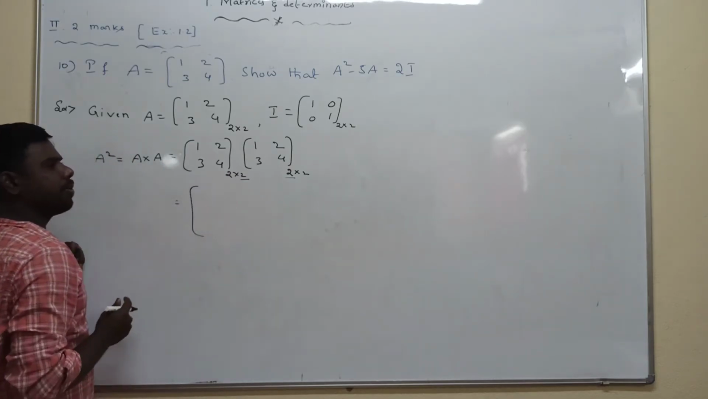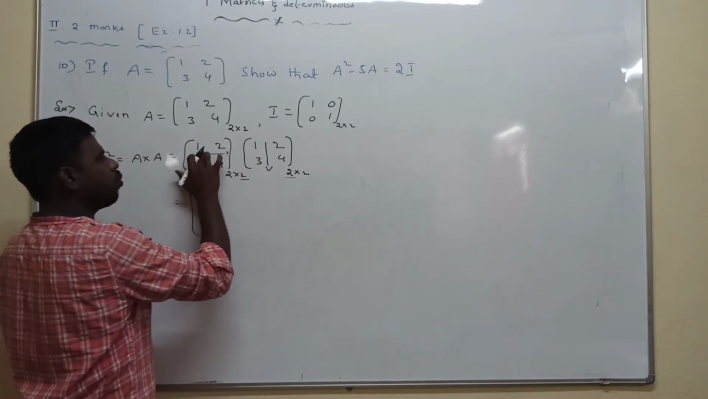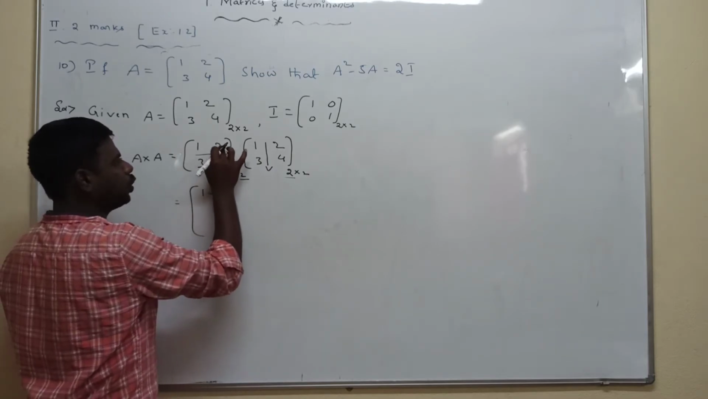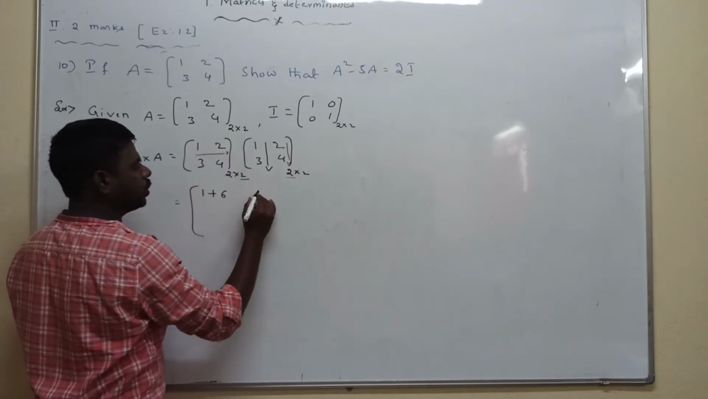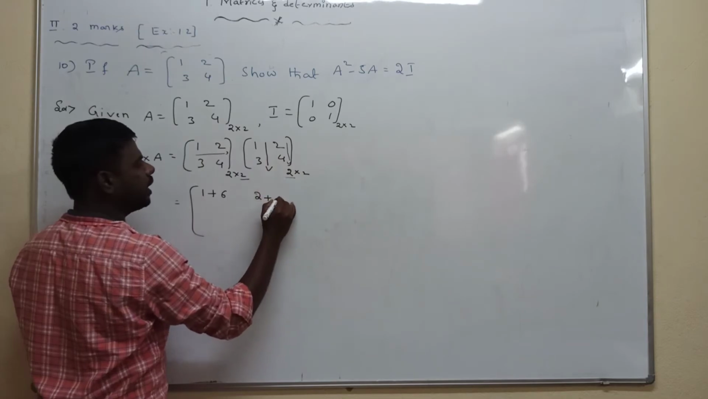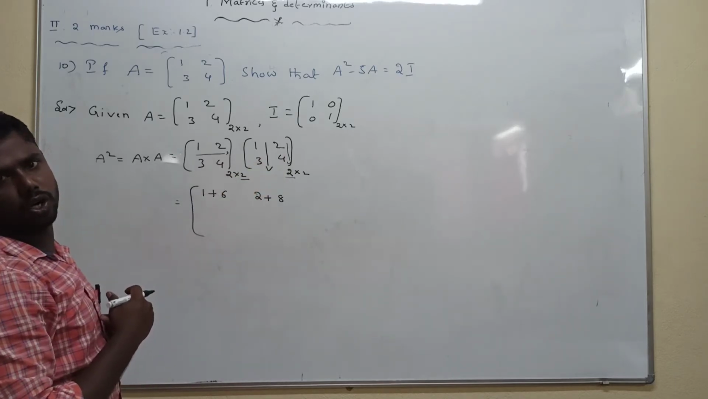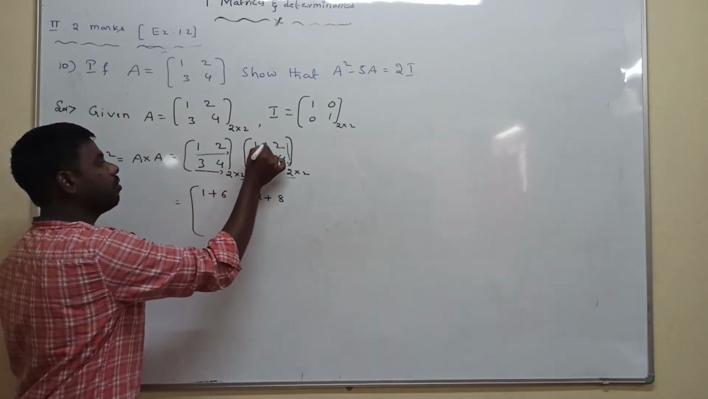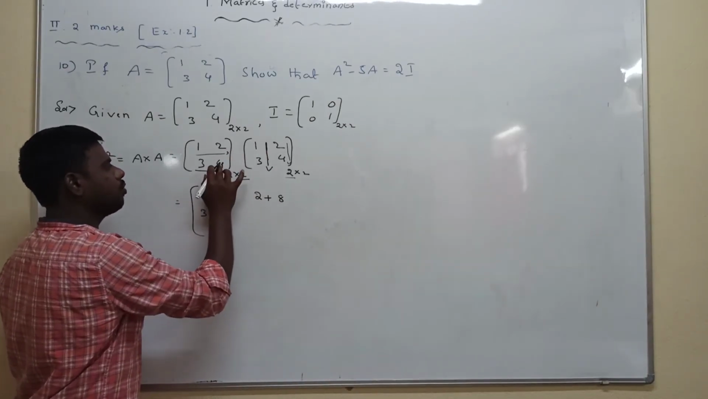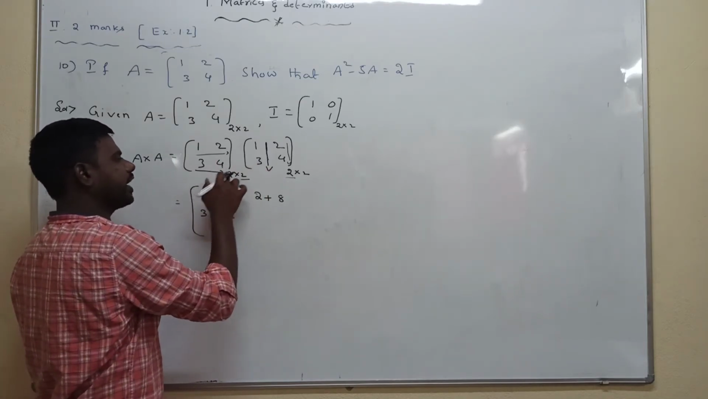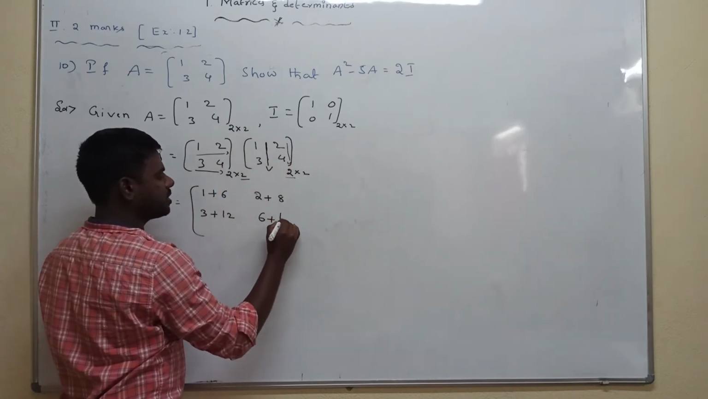Now applying the matrix multiplication condition, product with the first row first column. So I am writing the elements directly: 1 into 1 is 1, plus 2 into 3 is 6. Next, product with the first row second column: 1 into 2 is 2, plus 2 into 4 is 8. The first row product goes in the first row only. Next, product with second row first column, written in the second row: 3 into 1 is 3, plus 4 into 3 is 12. Next, product with the second row second column: 3 into 2 is 6, plus 4 into 4 is 16.